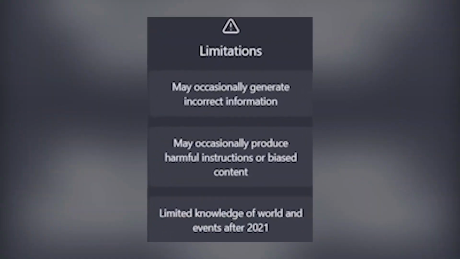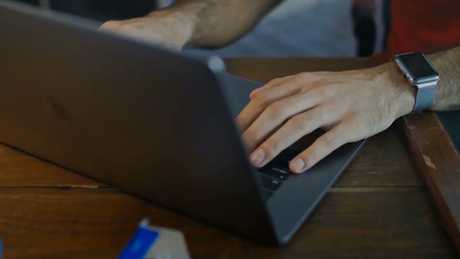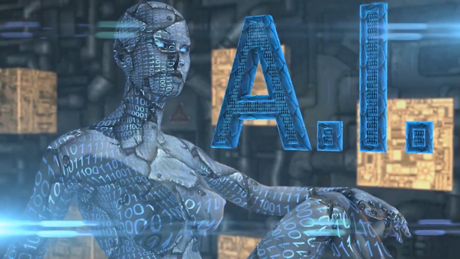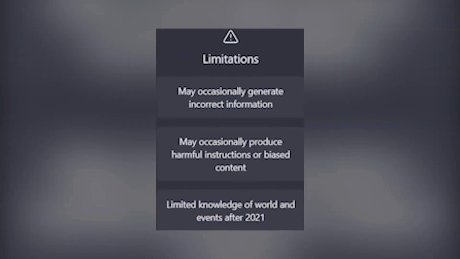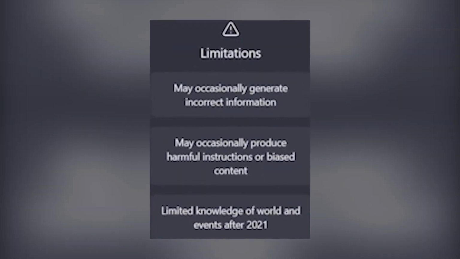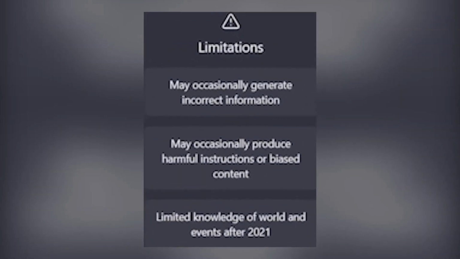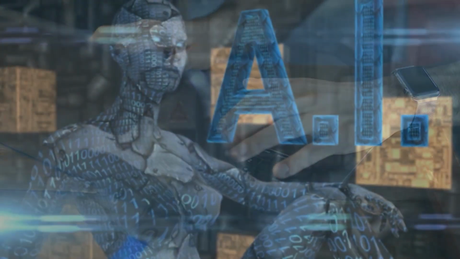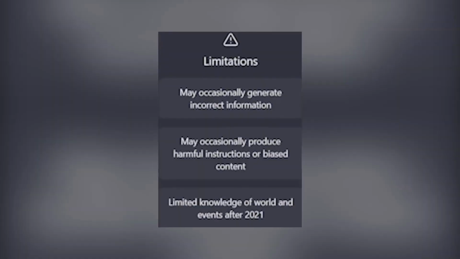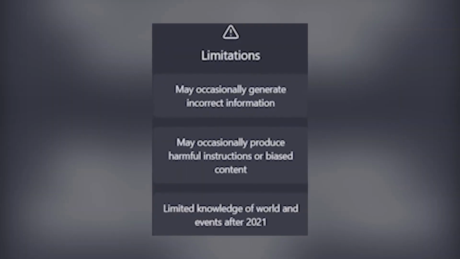Limited subject matter expertise. While ChatGPT is trained on a large dataset of human conversations, it may not have the same level of subject matter expertise as a human teacher or tutor. It may not be able to provide in-depth explanations or answers to complex or nuanced questions.